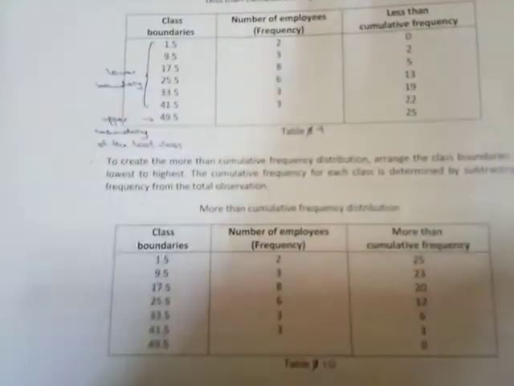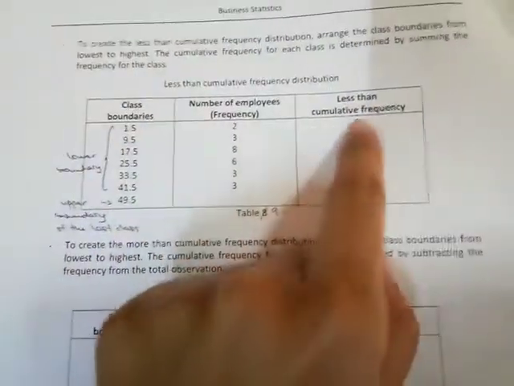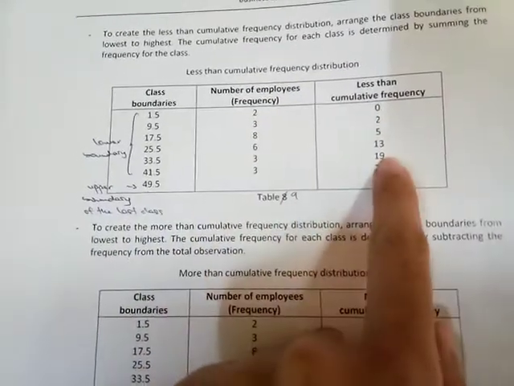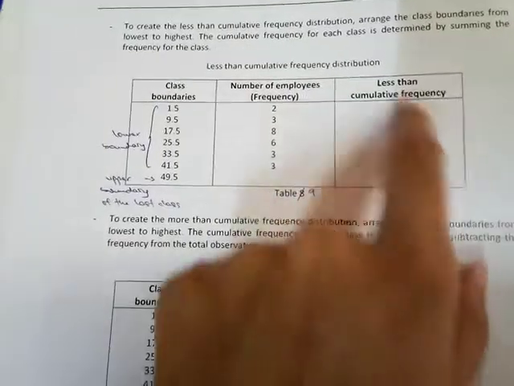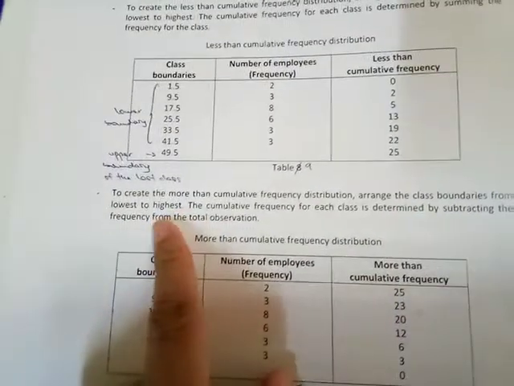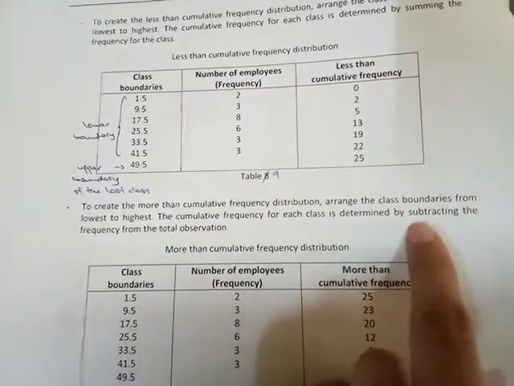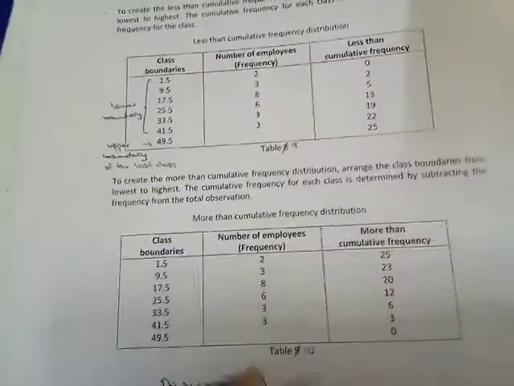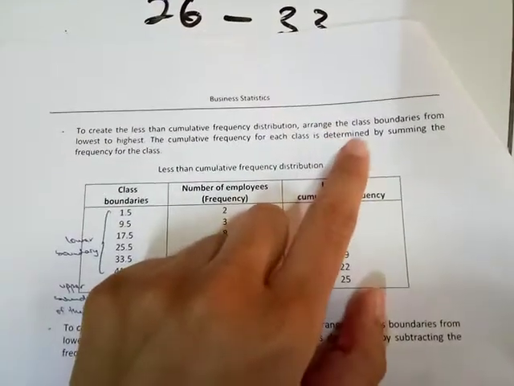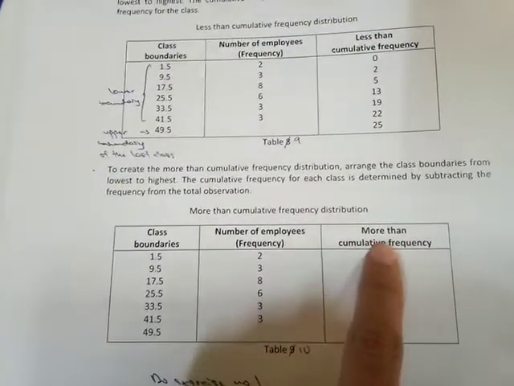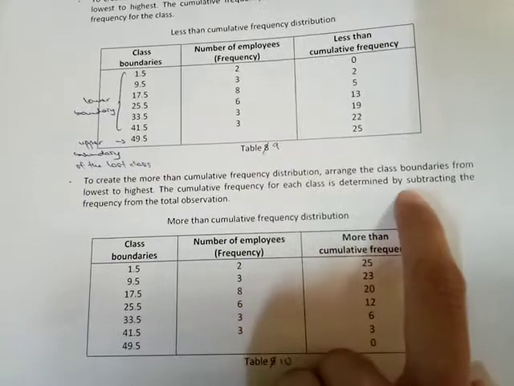For more than cumulative frequency, look at this. This is the less than cumulative frequency: 0 plus 2, 2 plus 3, 5, 5 plus 8, 13. For more than cumulative frequency, arrange the class boundaries from the lowest to the highest. The cumulative frequency for each class is determined by subtracting the frequency from the total observation. For less than cumulative frequency you add, but for more than cumulative frequency, you have to subtract.